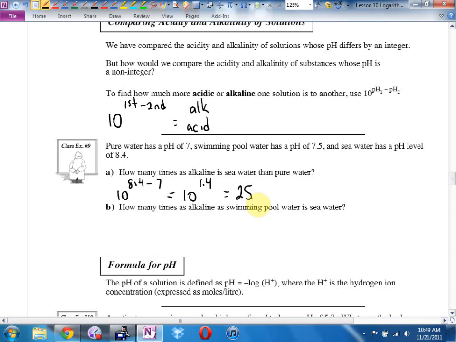How many times as alkaline as swimming pool is seawater? So seawater is 8.4, swimming pool water 7.5, 10 to the 8.4 minus 7.5.